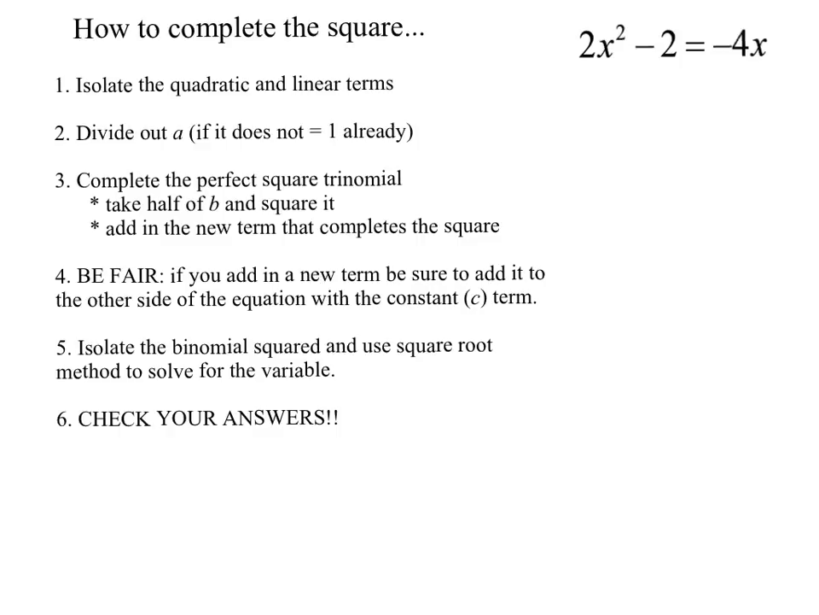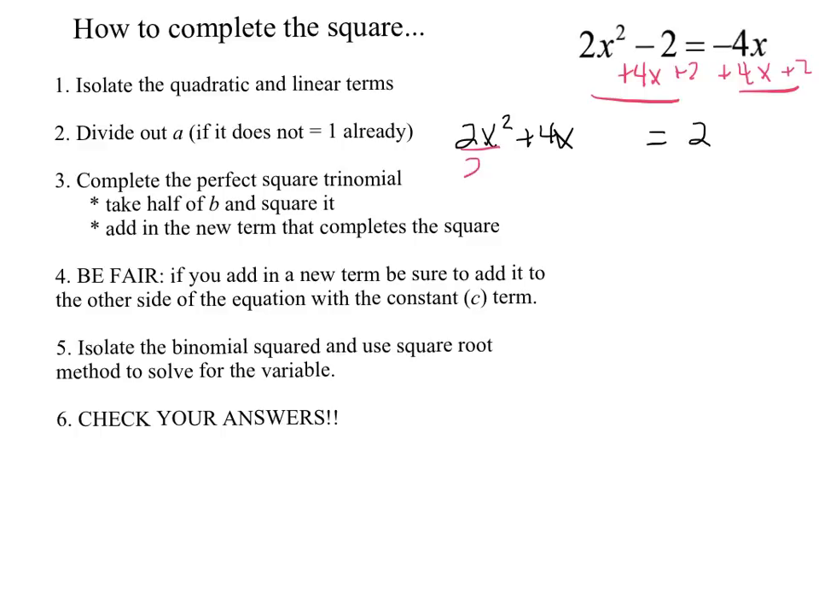Okay, let's complete the square with a value of a being something other than 1. Step number 1, isolate the quadratic and linear terms. So what I'm going to need to do is add 4x to both sides, and at the same time I'm going to add 2 to both sides, so I can move the current constant term to the right side and everything else to the left. That leaves me with 2x squared plus 4x, and I'm going to give myself a little bit of space to work with, equals positive 2.